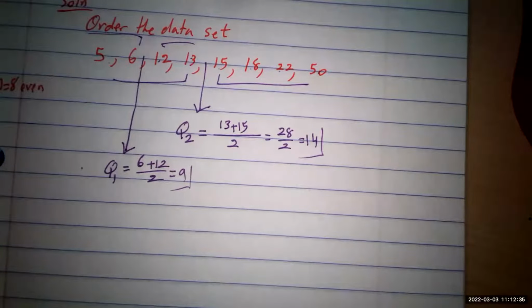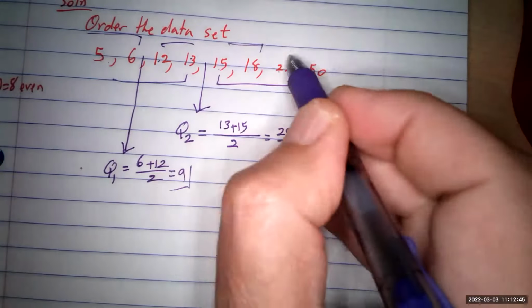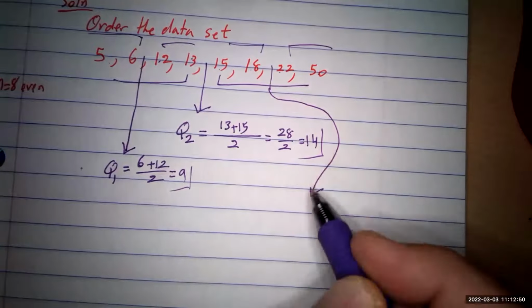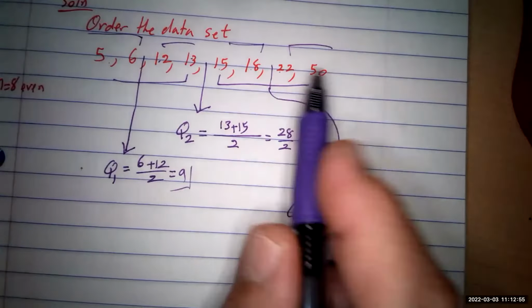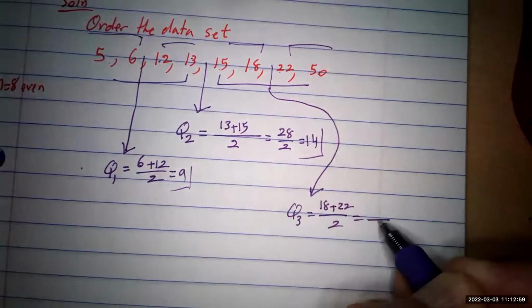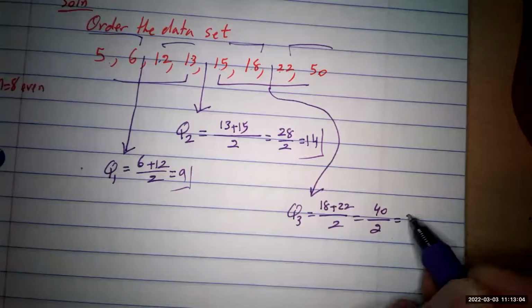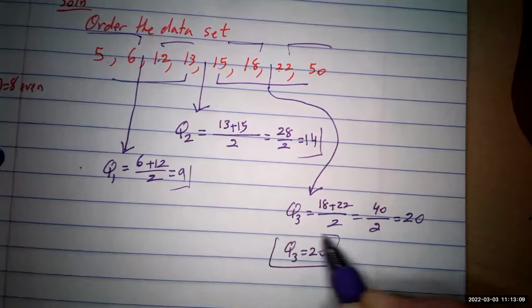So you go to the left and the right. If you go to the left and do the same thing, that gives you Q1. And if you go the other way around, you see 1, 2 again, 1, 2. So nothing in the middle. So this is going to be your Q3. You add the 2 central ones: 18 plus 22 divided by 2. That gives you 40 divided by 2, which is equal to 20. So in this case, Q3 is equal to 20.